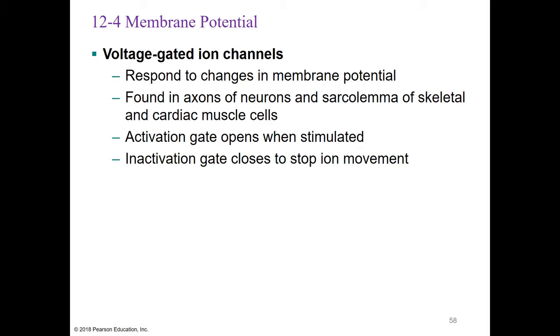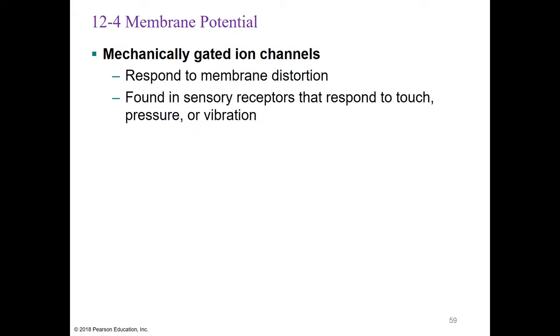Voltage-gated ion channels respond to changes in membrane potential. They're found in axons of neurons and the sarcolemma of skeletal and cardiac muscle cells. So we did talk about those in skeletal muscle. The activation gate opens when they're stimulated, and the inactivation gate closes to stop ion movement. We're going to take a look at a picture of that too, if that's not quite making sense. Mechanically gated ion channels respond to membrane disruption or distortion, and this is found in sensory receptors that respond to vibration, touch, or pressure.